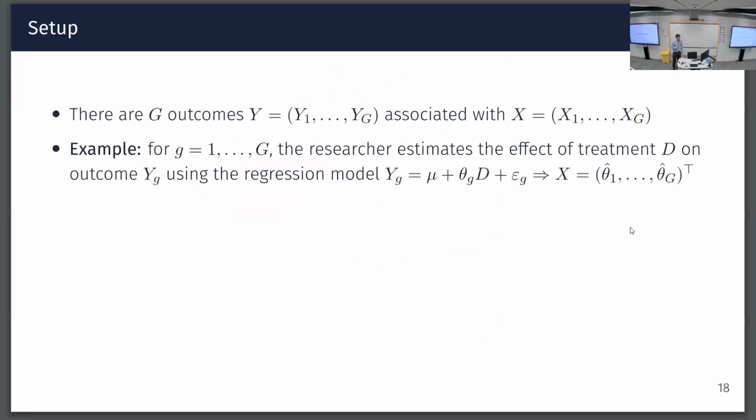So let me move to multiple outcomes. So in the case of multiple outcomes, I'm going to have capital J outcomes, and each outcome is going to be associated with some statistic that I estimate.